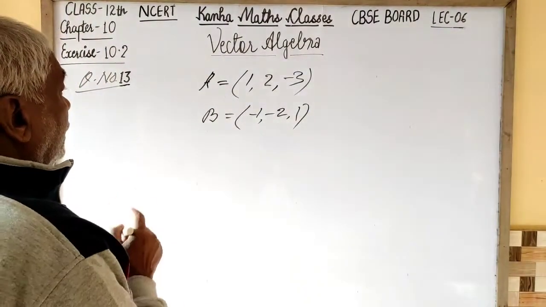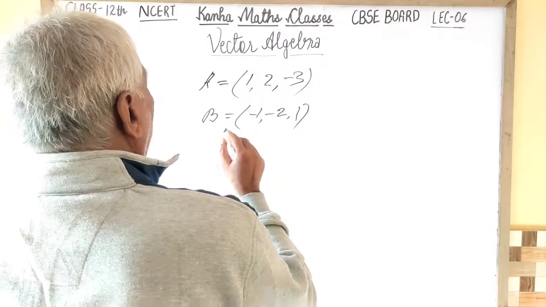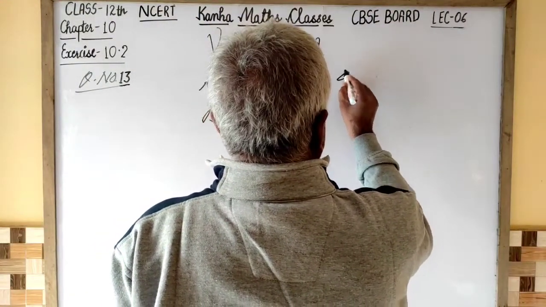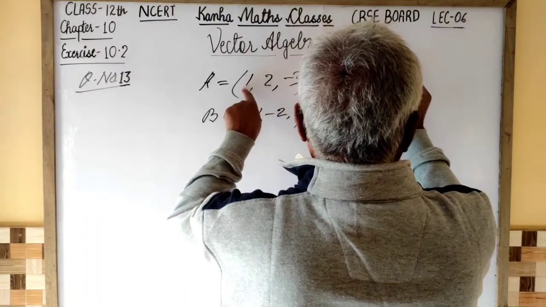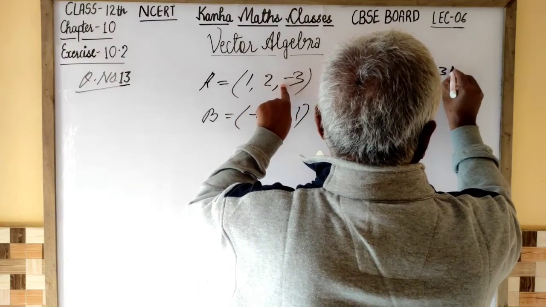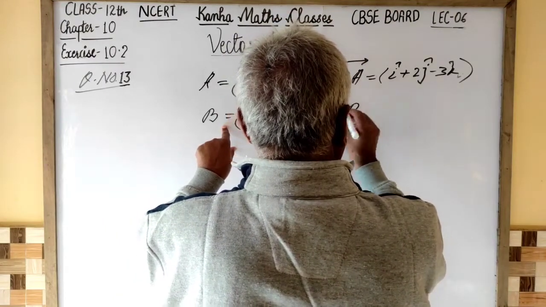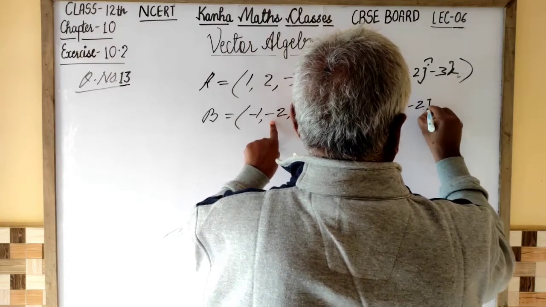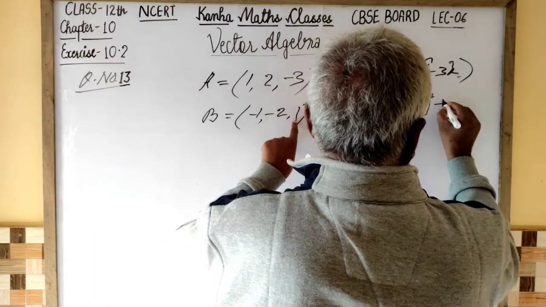In question number 13, a point A (1, 2, minus 3) and a point B (minus 1, minus 2, 1) are given. It means vector OA is equal to i plus 2j minus 3k, and vector OB is equal to minus i minus 2j plus k.